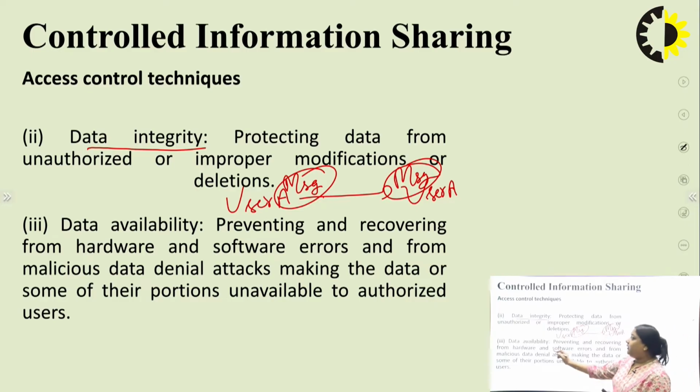Third one is data availability: preventing and recovering from hardware and software errors and from malicious data denial attacks that make the data or some of its portions unavailable to authorized users. It means that when the data is required by an authorized person, the data is ready to use, or the reports that the authorized user wants to see are readily available to the client.